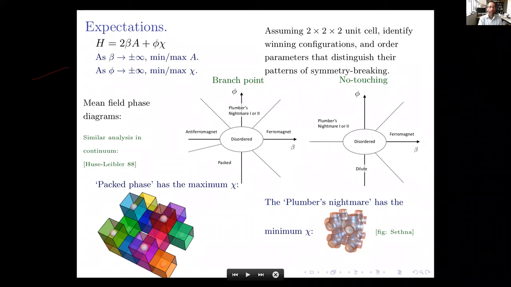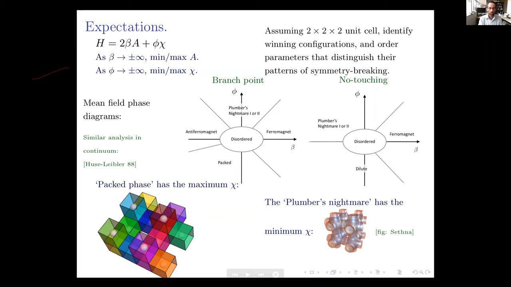The configuration which maximizes the Euler character in the case of the branch point regularization is what we call the packed phase, where each of these regions is an independent spherical domain wall. Different colors are different connected regions of domain walls. This maximizes the Euler character because it's a whole bunch of spheres. It's two times the number of spheres.